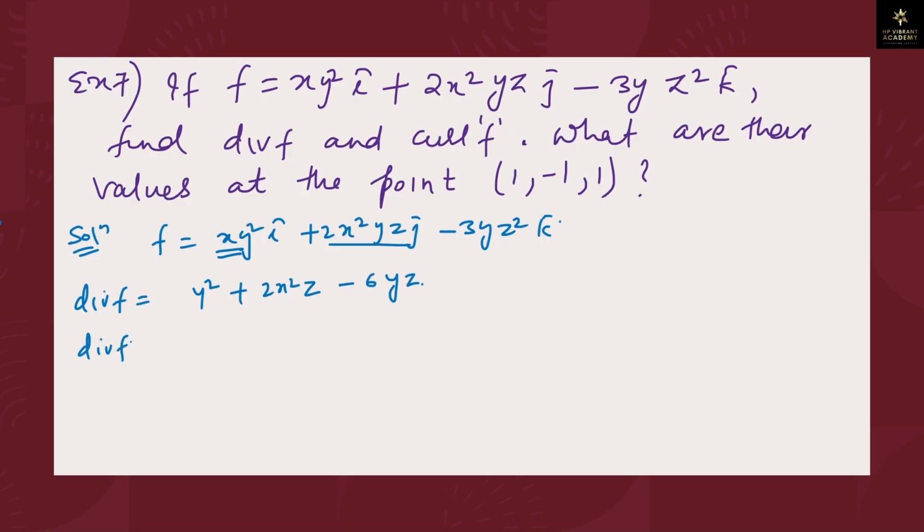So we have to find the divergence of f at 1, minus 1 and 1. So this is equal to 1 plus 2 into 1 into 1, minus 6 into y is minus 1 into 1. So this is equal to 1 plus 2 plus 6. Okay, the value of this is 9. So let us find the curl of f.